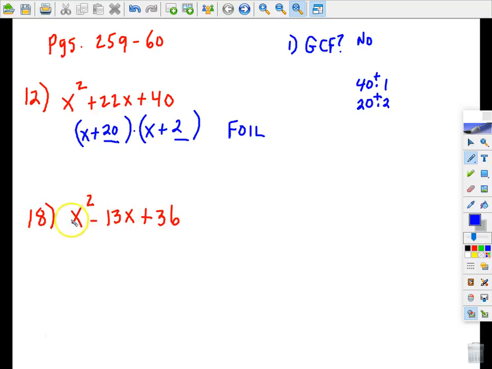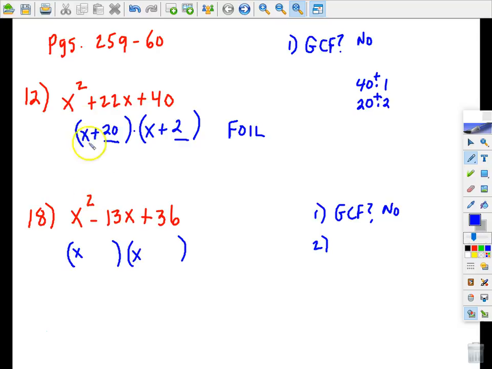All right, the same idea on number 18. Look for a GCF always, and just ask yourself the question, do I have a GCF? And the answer is no. Okay, so the next best thing is, can this quadratic trinomial be written as the product of two linear binomials? Well, let's see.